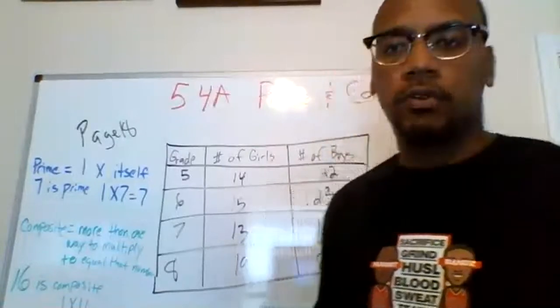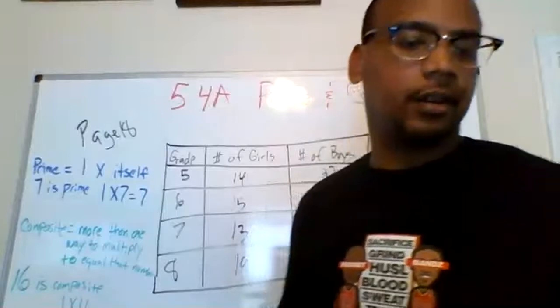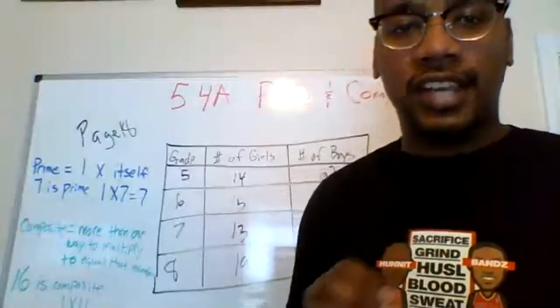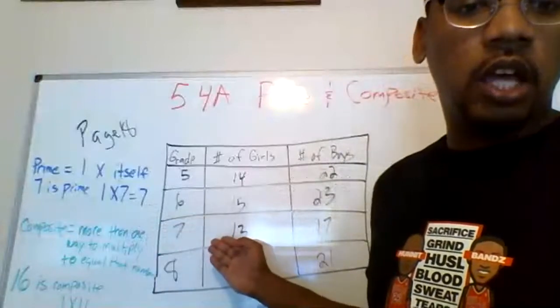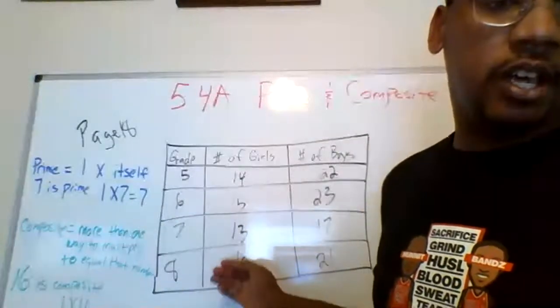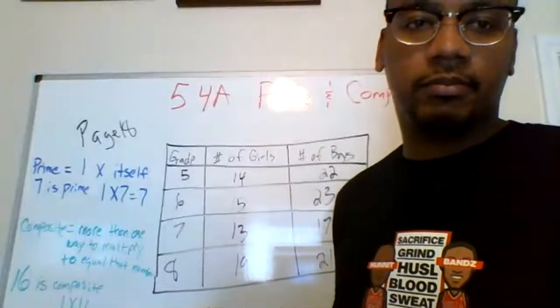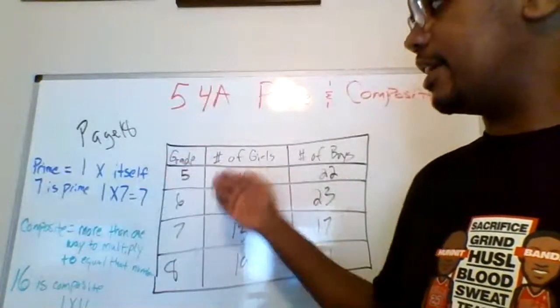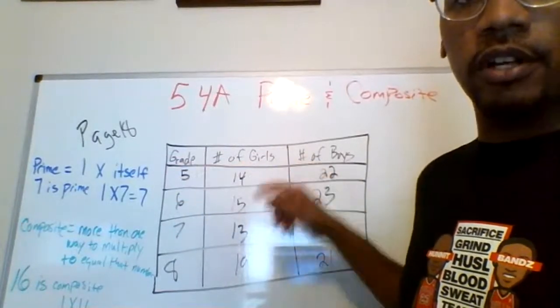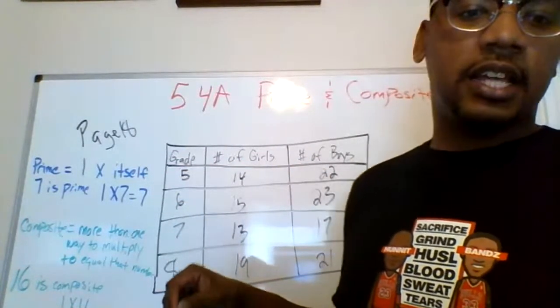All right, we're gonna move on. Question number 1 says the table below shows the number of girls and boys who tried out for the soccer team. So this table represents what grade the kids were in and whether they were girls or boys.